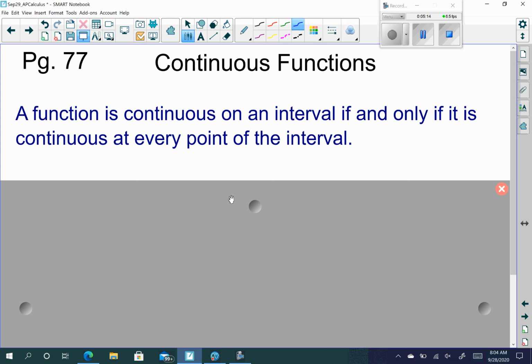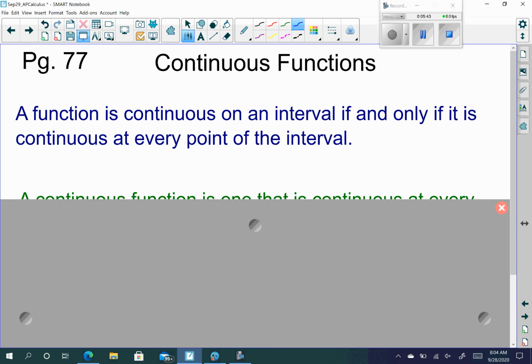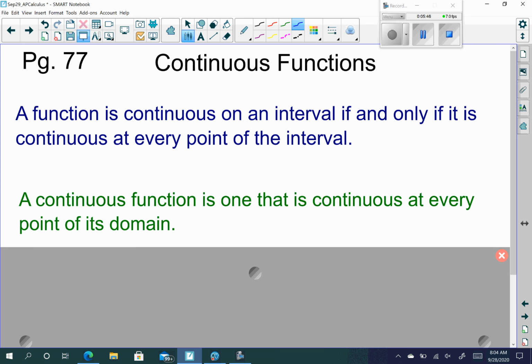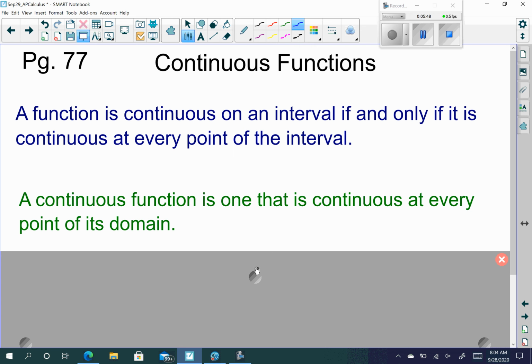So the graphs we were really looking at were for all x values, all real numbers. However, we can close it off to a certain interval. So a function is continuous on an interval if and only if it is continuous at every point on the interval. So again, we would have to go through the definition for a continuous function just to make sure that's true, but it doesn't have to be from negative infinity to infinity on that domain. We're just looking at a certain interval or the actual domain of its, whatever its domain is. So a continuous function is one that is continuous at every point of its domain.